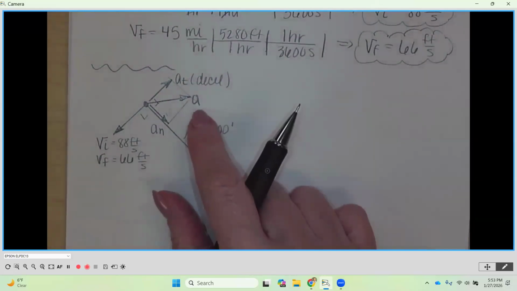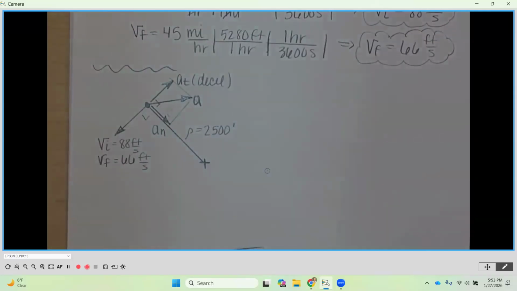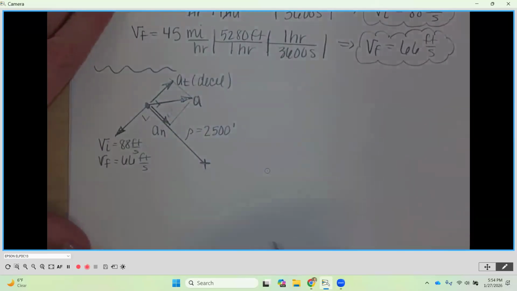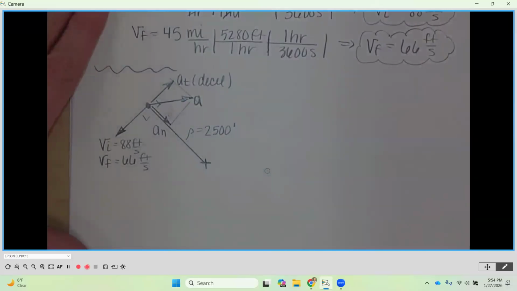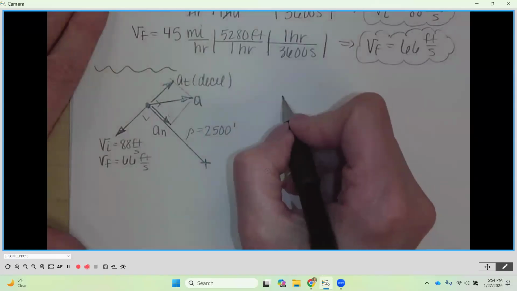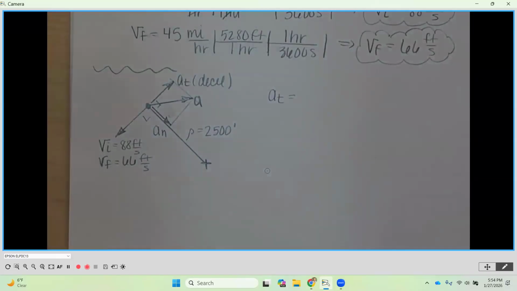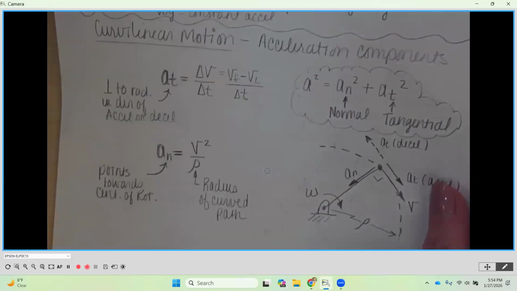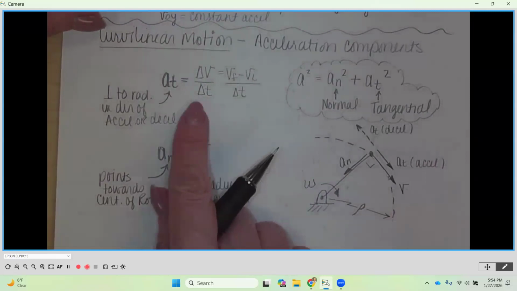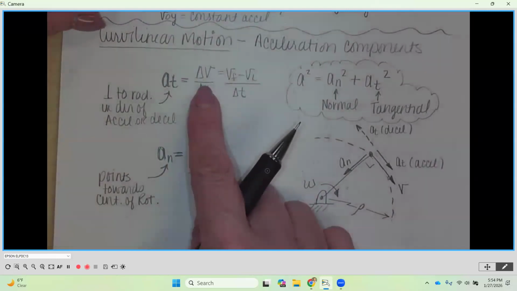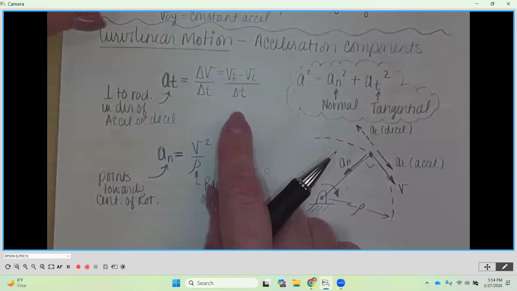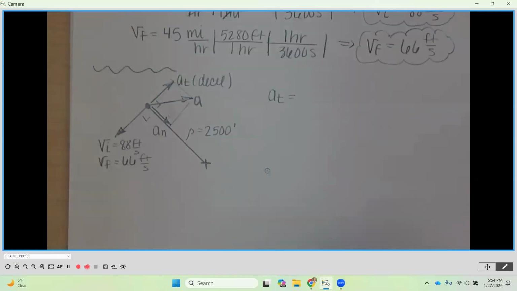So we want to find this acceleration, but we're going to calculate those tangential and normal components to get there. I chose to go with the tangential first. I'm going to say that the tangential acceleration is equal to, going to my equation sheet, the change in velocity, which is the final minus the initial, divided by how much time it takes to get there.